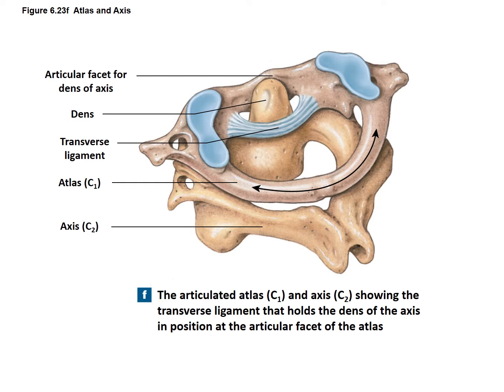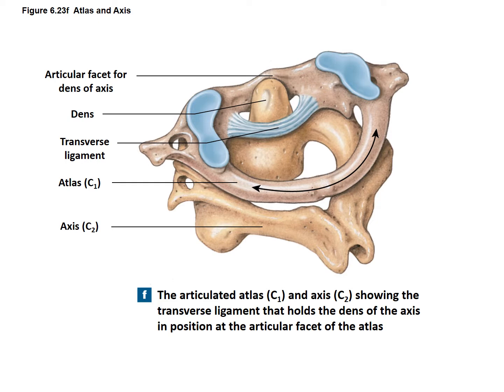Here we can see the C1, or atlas vertebra, where it articulates with the C2 axis. The atlas articulates with the axis to allow for movement of the head and neck, and it's stabilized via the transverse ligament across a structure unique to the axis called the dens. It is an extension up from the back of where the spinous process would normally be.